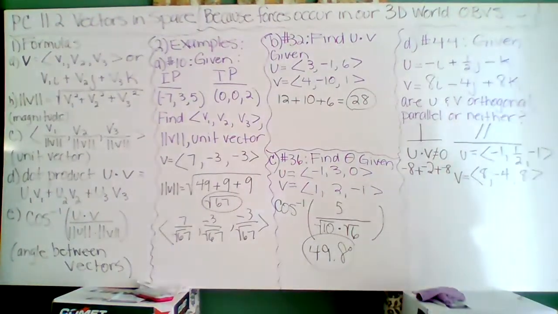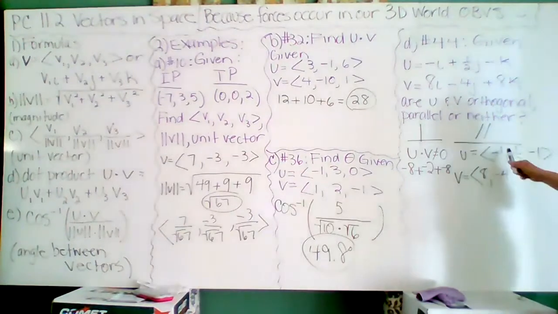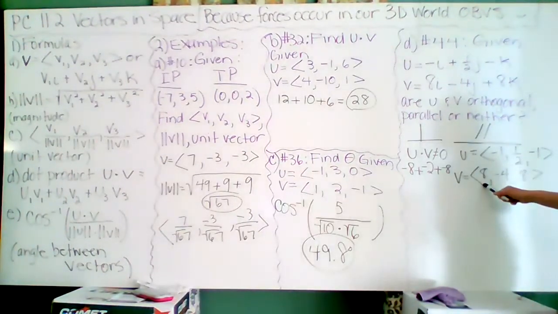So what I need to know is, are they actually vectors in the same direction, but they are just different magnitudes? And here's what I mean. Notice that this first vector, u, is -1, 1/2, and -1 in component form. And vector v is 8, -4, and 8. So let's take a look here. What could I multiply -1 by to get 8? Would that same value, if I multiply 1/2 by that value, give me -4, and -1 to 8?